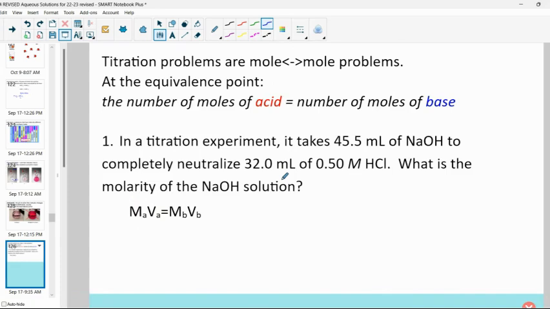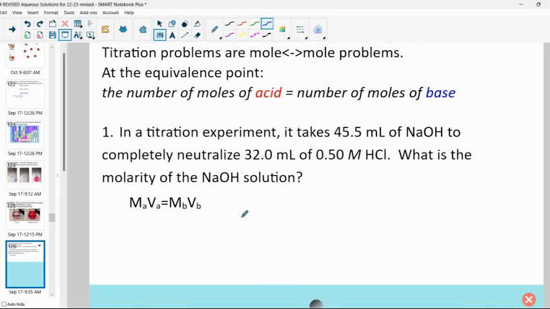All right, here's a titration problem. All titration problems are mole-mole stoichiometry problems. We use MAVA equals MBVB as a shortcut. All we're doing is something that can be solved through stoichiometry, and this is just a shortcut. In a titration, it takes 45 milliliters of NaOH to completely neutralize 32 milliliters of 0.5 molar HCl. What is the molarity of the NaOH?